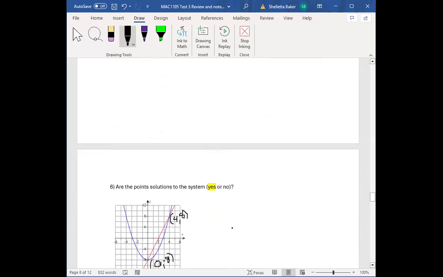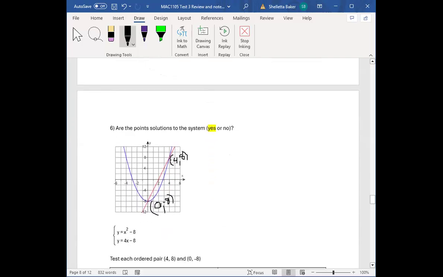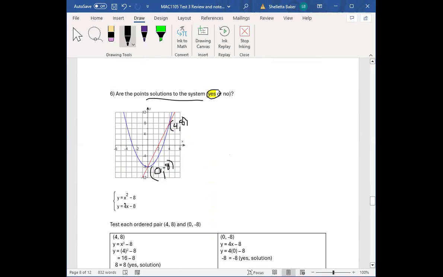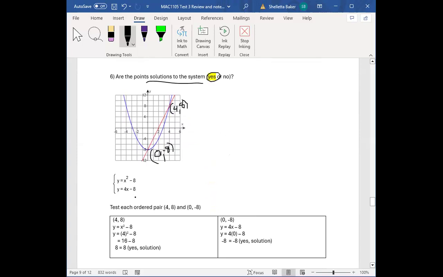For number 6, are the points (4, 8) and (0, negative 8) solutions to this system? And they are. But how will we test this? We're given these two functions, y equals x squared minus 8 and y equals 4x minus 8. So we're going to go through and substitute and test each of these points, our x and y coordinates of each of those points, and determine if we get solutions to the system.